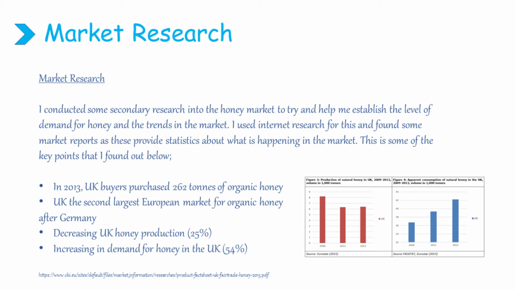So you can see that I picked out that report that in 2013, UK buyers purchased 262 tonnes of organic honey. The UK was the second largest European market for organic honey after Germany, decreasing UK honey production by 25% and actually increasing demand for honey in the UK 54%. So you can see I've included those key stats. At this point here, I've done nothing else with them. I'm going to analyze them later. I've just put the key stats in there so that somebody can see them nice and easily.